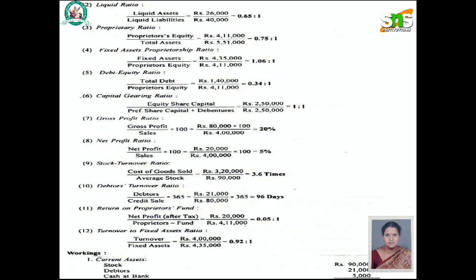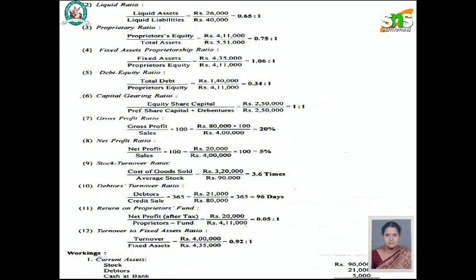Debt equity ratio, total debt divided by proprietary equity. So 1,46,000 divided by 4,11,000 is 0.34:1. Capital gearing ratio, formula is equity share capital divided by preference share capital plus debentures. 2,50,000 divided by 2,50,000 is 1:1. Gross profit ratio is gross profit by sales into 100. 80,000 by 4 lakhs into 100, 20%.